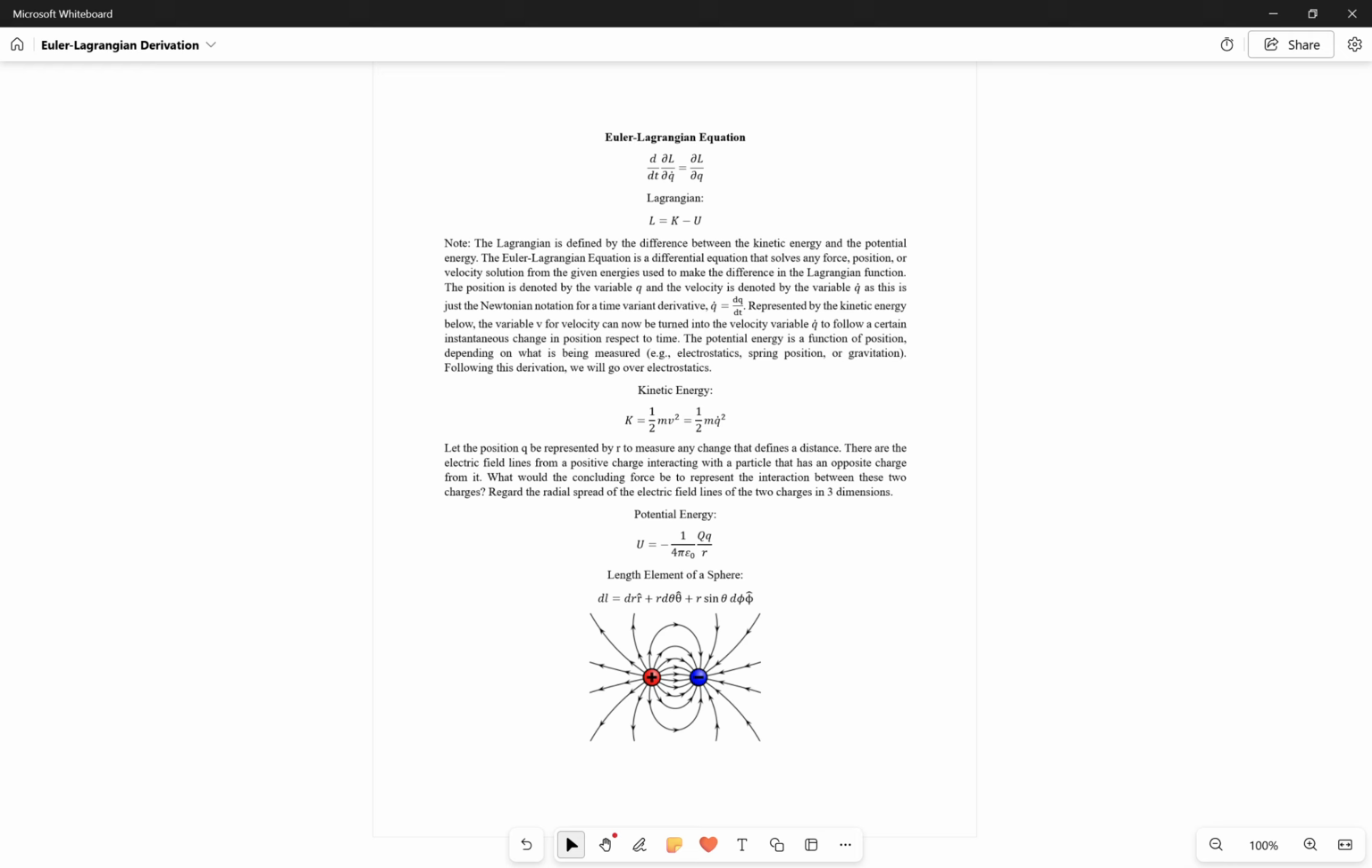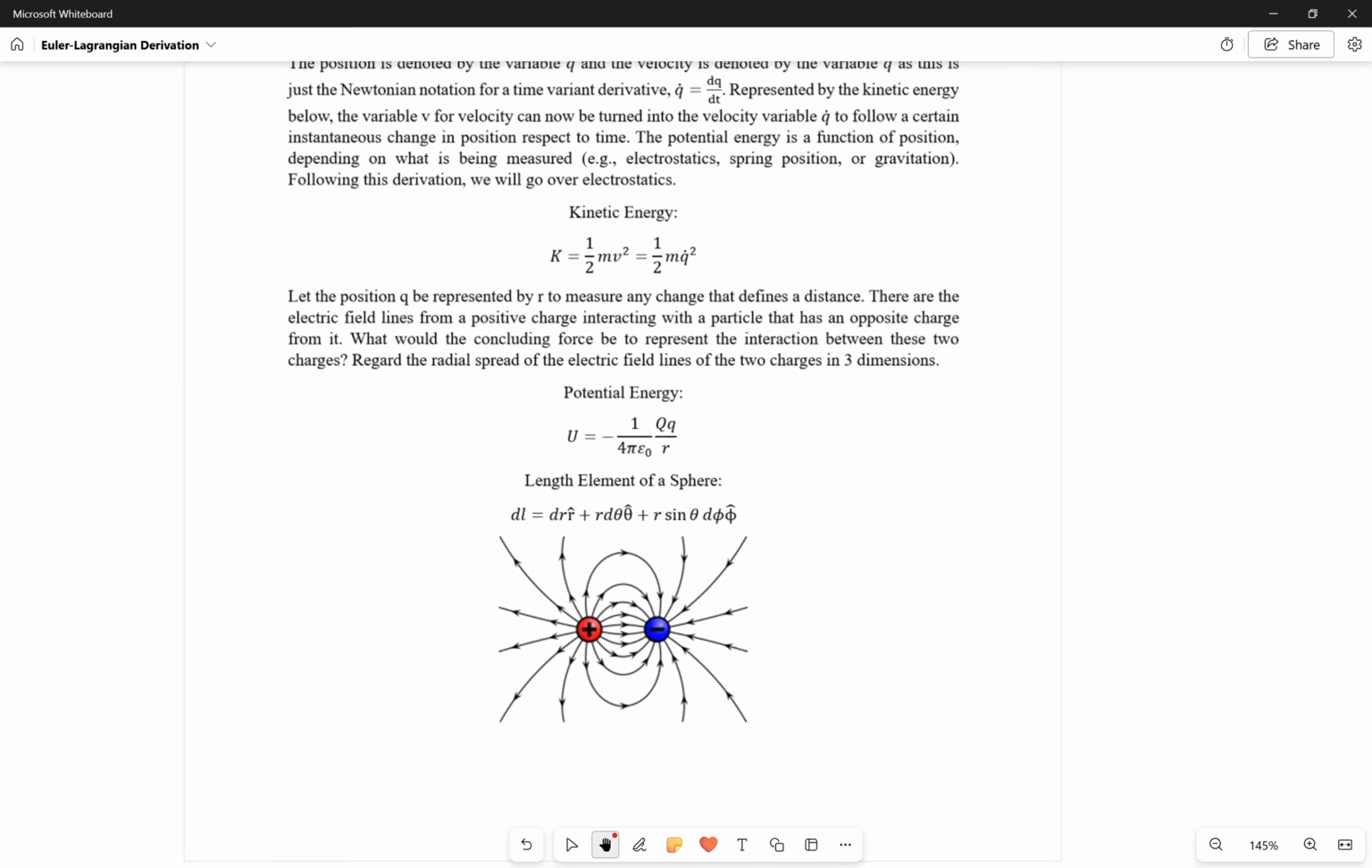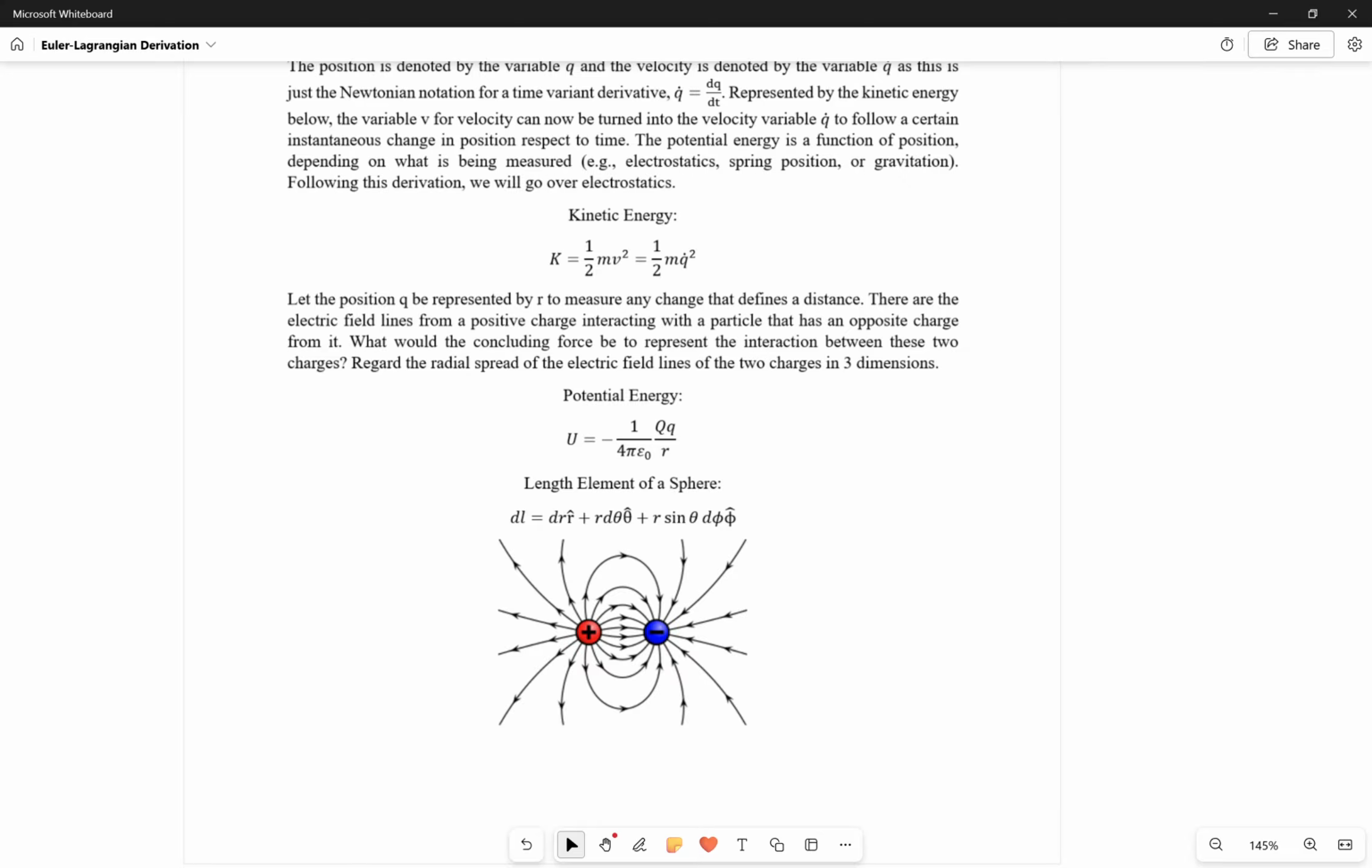Okay, I'll derive the electrostatic force using the Euler-Lagrange equation. I will start by reading this problem below. Let the position q be represented by r to measure any change that defines the distance. There are electric field lines from a positive charge interacting with a particle that has an opposite charge from it. What would the concluding force be to represent the interaction between these two charges?